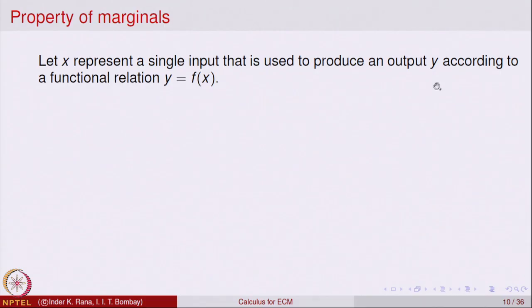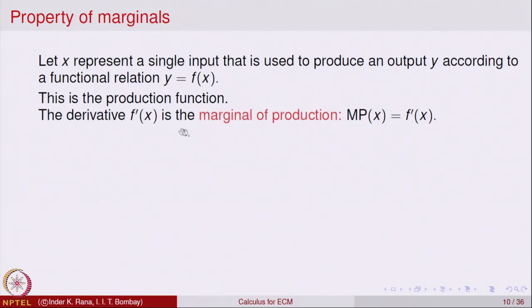Let x represent a single input that is used to produce an output y. That means y is a function of x and the functional relationship is represented as y equal to f of x. So, x is the input and y is the output of some quantity, whatever it may be. We will later on see examples to illustrate this. In that case, the production function is given by this, this is what is called the production function.